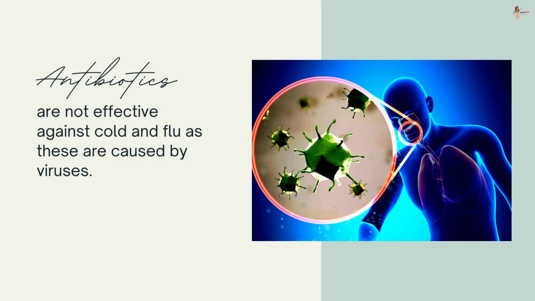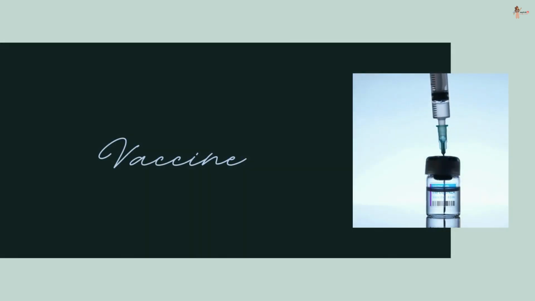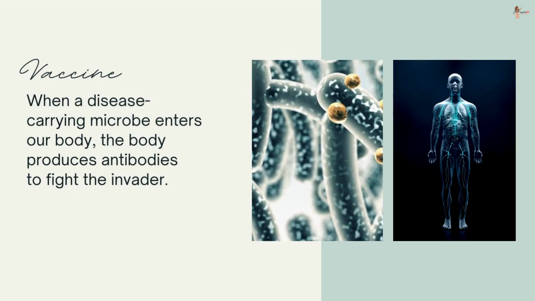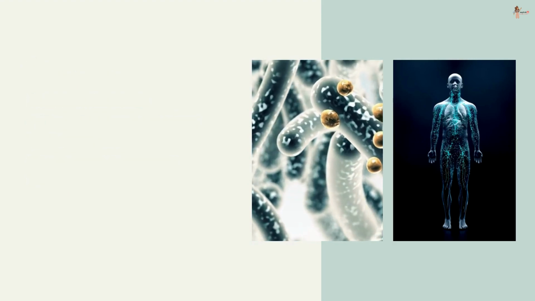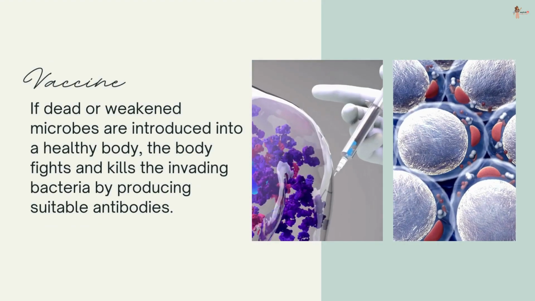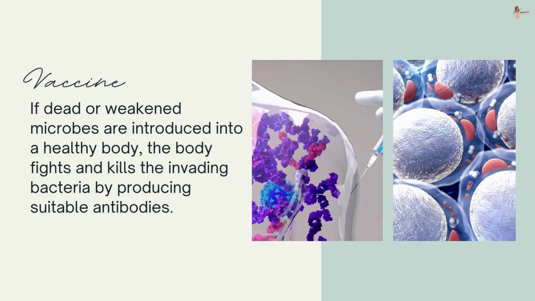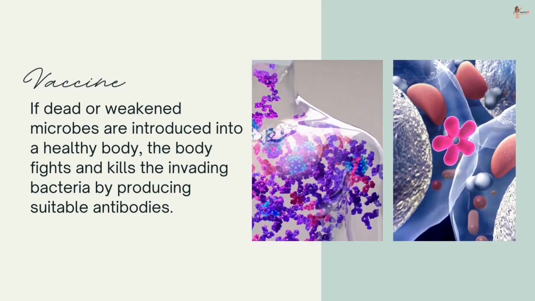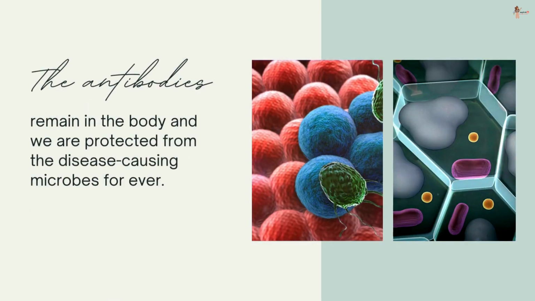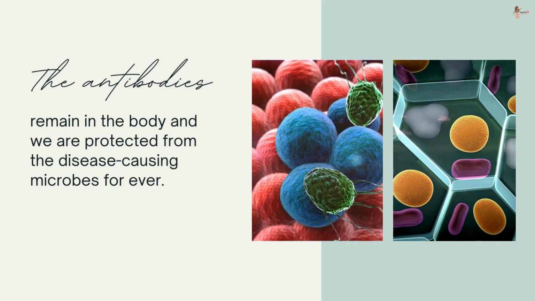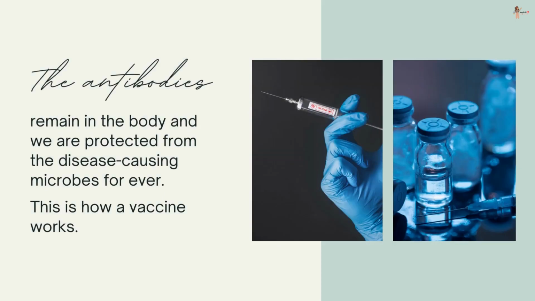So, after antibiotics, let's talk about vaccine. When a disease carrying microbe enters our body, the body produces antibodies to fight the invader. The body also remembers how to fight the microbe if it enters again. If dead or weakened microbes are introduced into a healthy body, the body fights and kills the invading bacteria by producing suitable antibodies. The antibodies remain in the body and we are protected from the disease causing microbes forever. This is how a vaccine works.